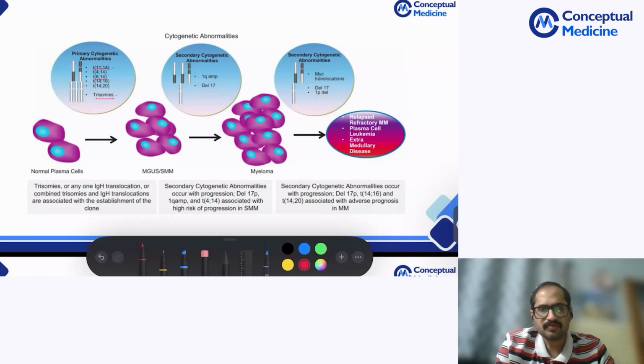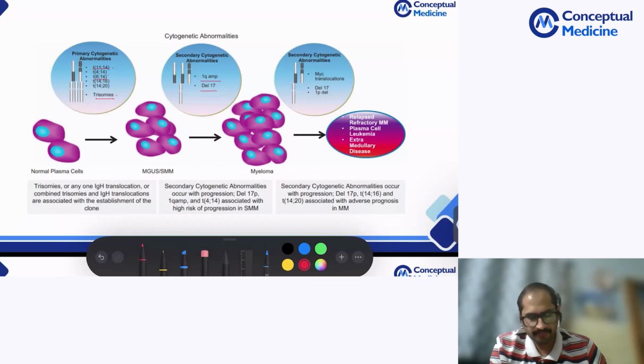And when it comes to secondary cytogenetic abnormalities, we commonly encounter 1q amplification and deletion 17p13. These are two important secondary cytogenetic abnormalities which happen at the level of smoldering multiple myeloma or active multiple myeloma.